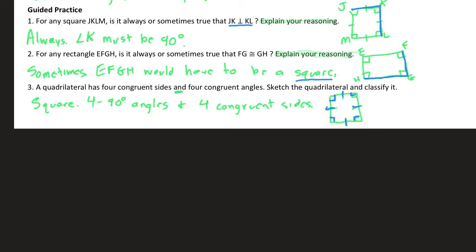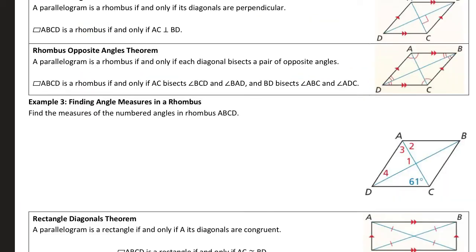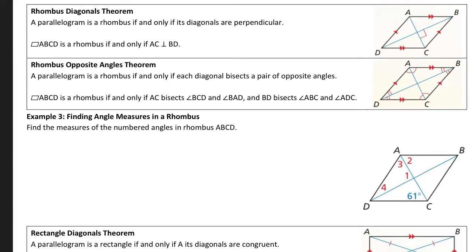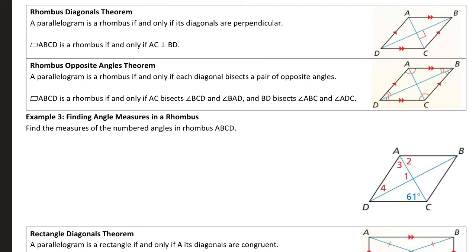So that's why that would be a square, right? That's the most specific name I could give it. So moving ahead, some more specific properties of diagonals, at least, for a rhombus.